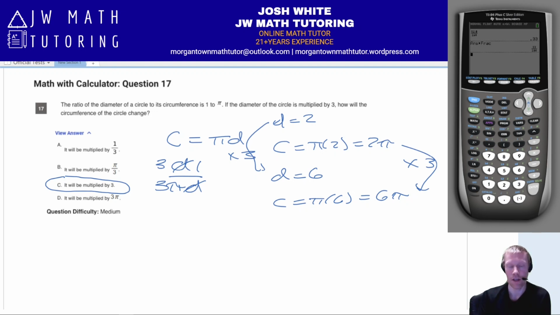Again, that's the strategy of picking numbers, where I picked a number for the diameter. I used that to calculate the circumference. Then I applied the information in the problem, which is to multiply the diameter by 3, found the new circumference, and then looked at the change from the old circumference to the new value.